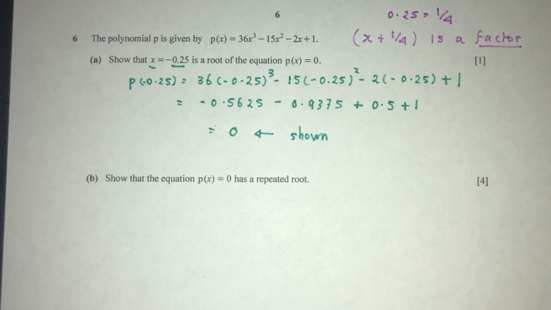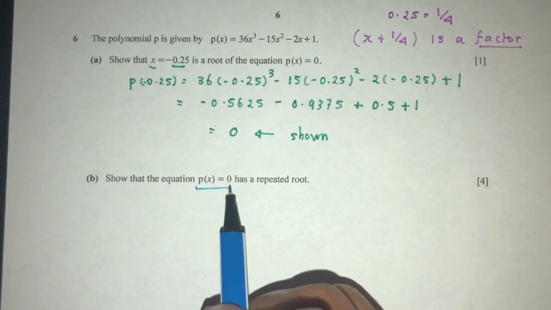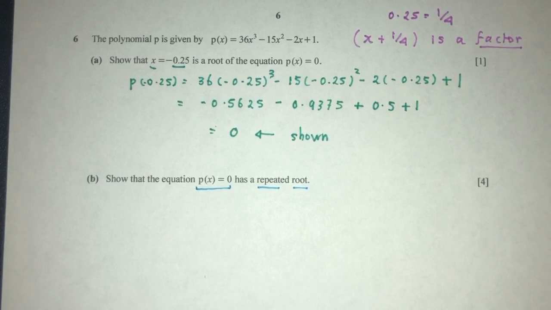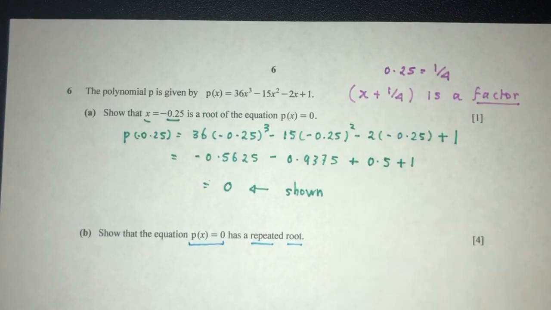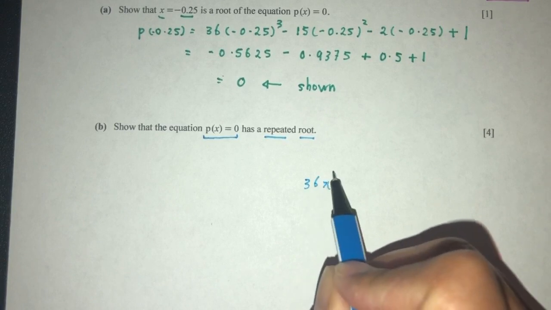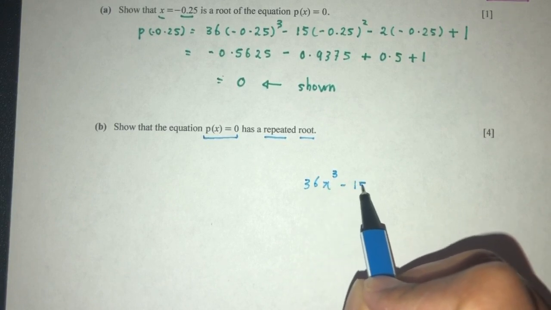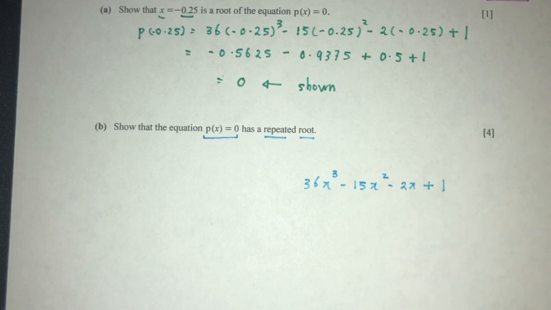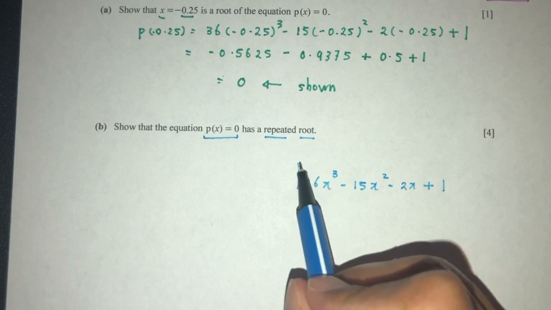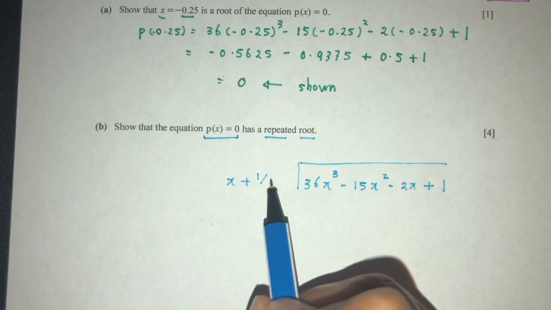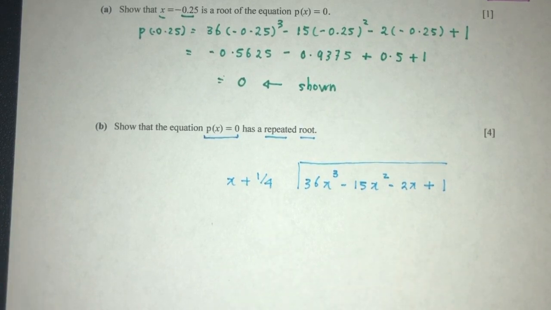So for part B, we have to show this has a repeated root. So we can choose to do this by factorization. Let's give it a try. Why not? So we have a factor here already. Let's see what can we do. So we have 36 x power 3 minus 15 x power 2 minus 2x plus 1. Now we can do long division, and we can divide by this because we know it is a factor of this equation. That's the reason why.